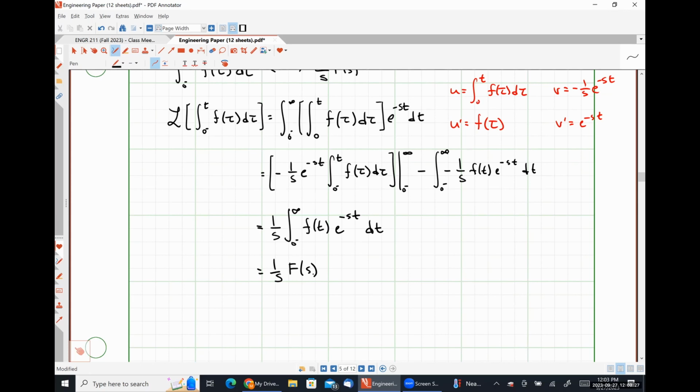Okay, let's change all the t's to tau. What difference does it make? Tau is just a dummy variable for t, so they both represent time, so it literally doesn't matter. Yes.